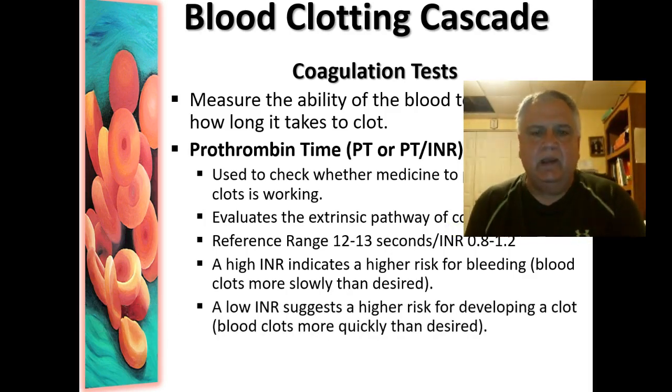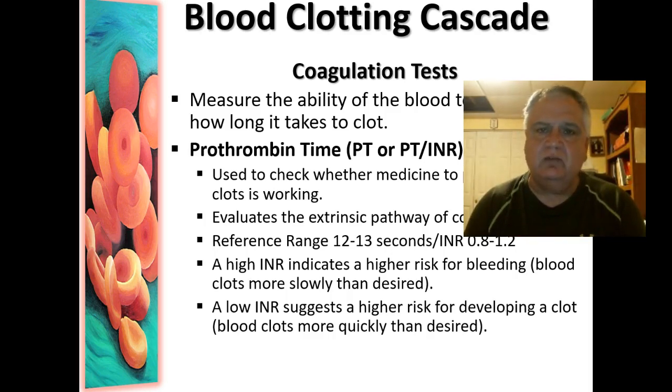Okay, on the other hand, a low INR suggests a higher risk for developing a clot. In other words, blood will clot more easily the lower the INR is. So, for example, patients with atrial fibrillation given warfarin, we want to do a prothrombin time to check what their range is for the formation of blood clot. We'd like the range to be somewhere between 2.0 and 3.0. But with that high range, the blood's going to clot more slowly.